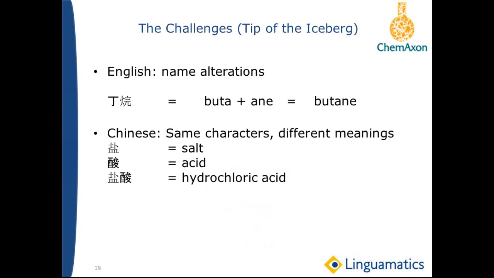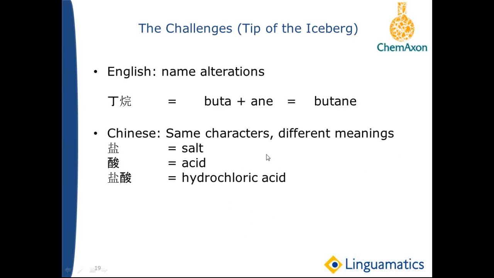Here's another challenge. The English names sometimes also have alterations. For butane, buta is the prefix for 4 carbons, and ane is for alkane. But when you put them together, you actually remove one of the a's because you don't want a double vowel.